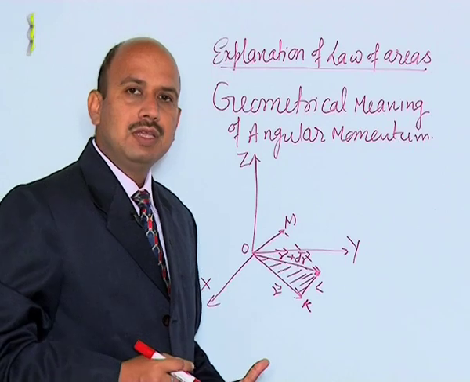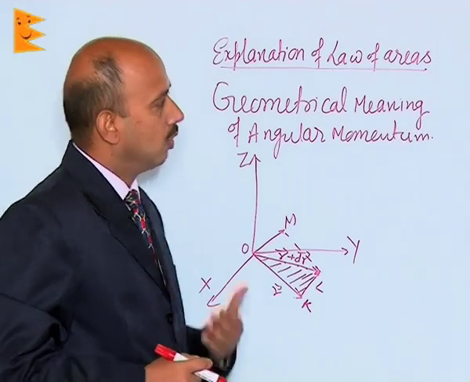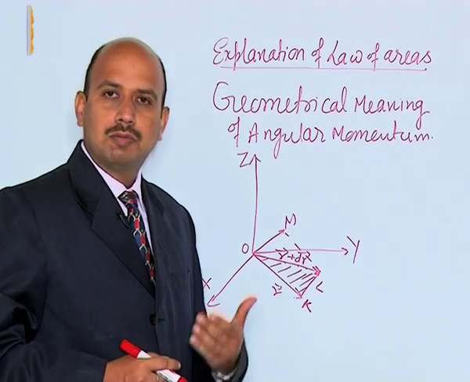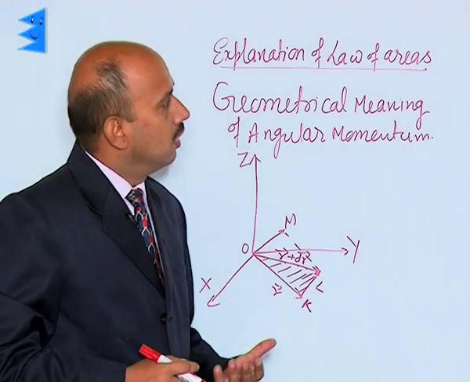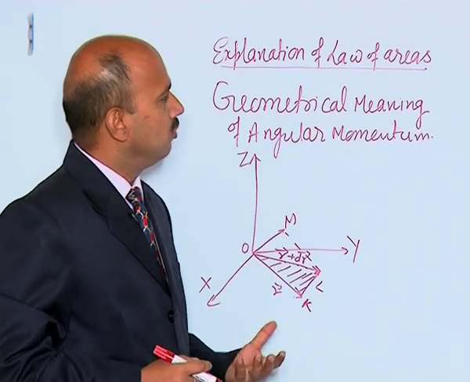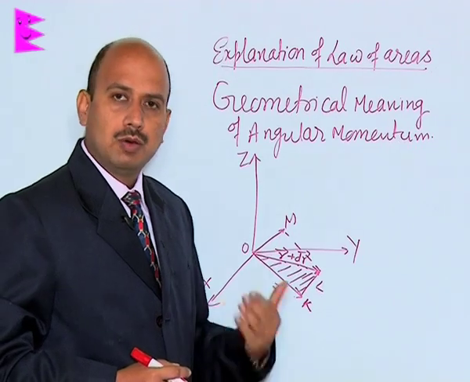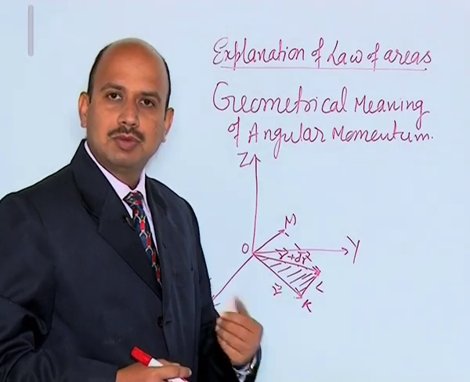Now see here, we have seen three Kepler's laws. One was the law of orbits, the second one the law of areas, and the third one was the law of periods. Now here, the explanation of the law of areas. We can also say that it is the geometrical meaning of angular momentum. We have already done angular momentum in the previous chapter.